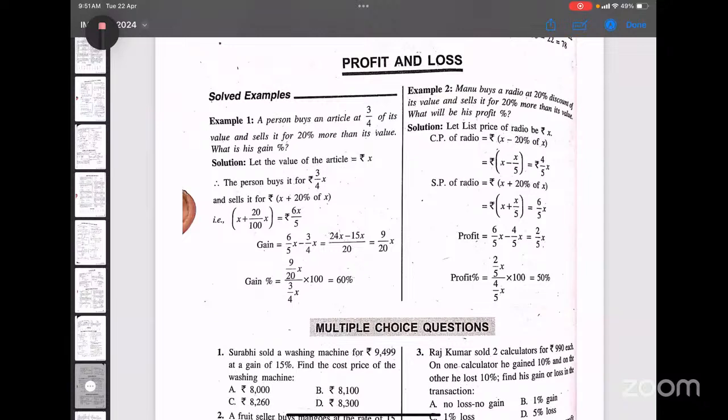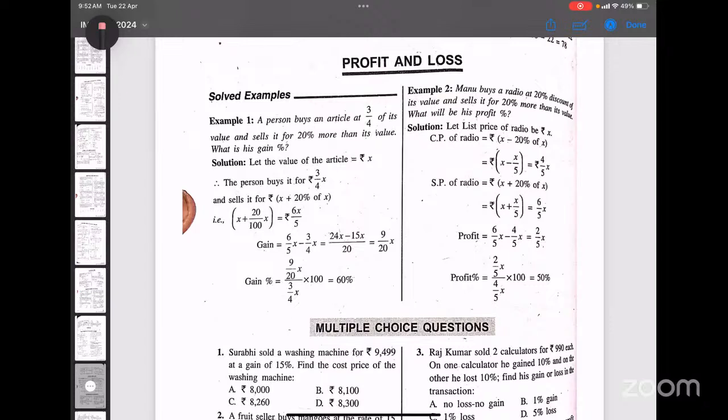Profit and loss, in this concept you all know we will have an object. First we will buy it and then we will sell it. The price at which we buy an object is known as cost price, and the price at which we are selling it is known as selling price. We will be in profit if selling price is greater than cost price. Greater the selling price than the cost price, greater will be the profit. We will be on the loss side if cost price is greater than selling price, and greater the cost price, lower the selling price, greater will be the loss.